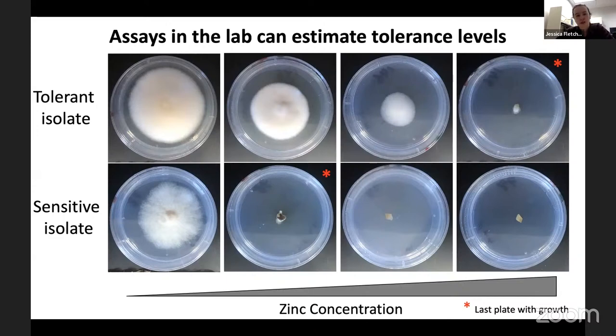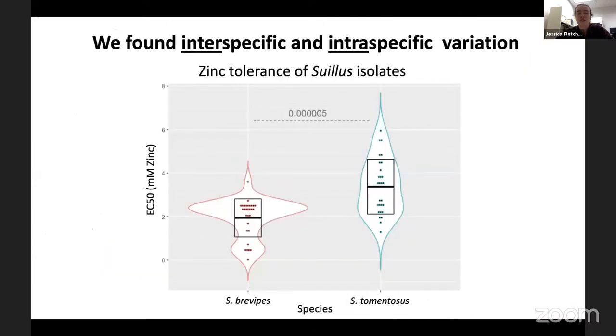We can actually convert these measurements into EC50 values. And an EC50 value is just the concentration of zinc that inhibits 50% of the fungal growth. And when we compare these values for all of our isolates that we tested, we can actually see there's interspecific variation where Suillus tomentosus is generally more tolerant to zinc than our Suillus brevipes species.